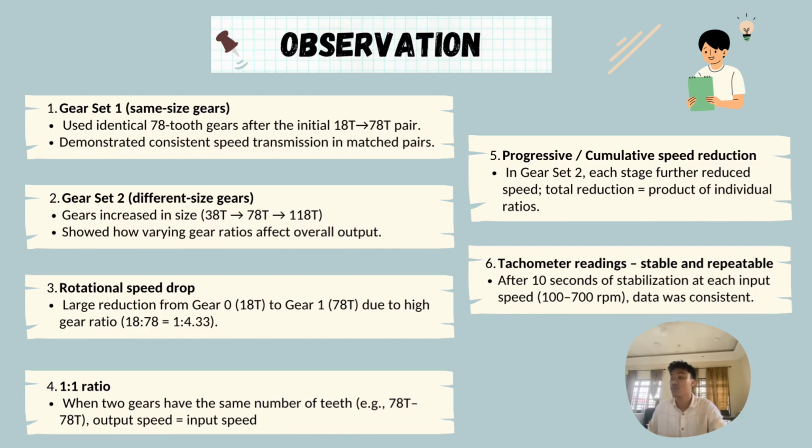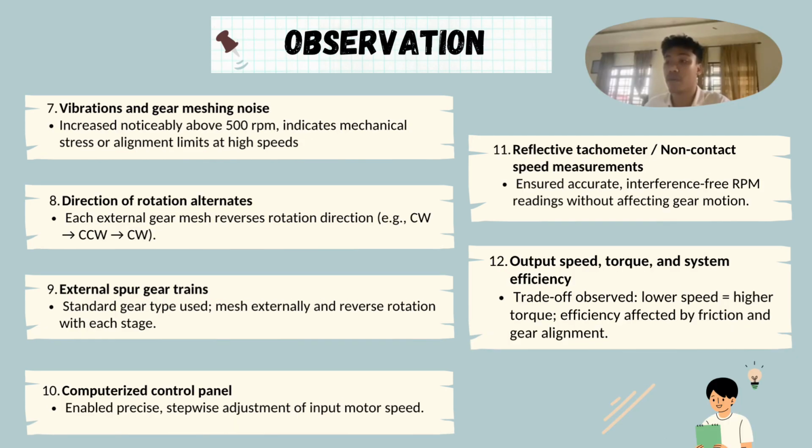So 6 is tachometer readings, which is stable and repeatable. So after 10 seconds of stabilization at each input speed, which is 100 until 700 RPM, data was consistent. So 7 is a vibration and gear meshing noise. So increase noticeable above 500 RPM indicates mechanical stress or alignment limit at high speed. So 8 is a direction of rotation alternates. So each external gear mesh reverse rotation direction, such as clockwise to counterclockwise to clockwise back.